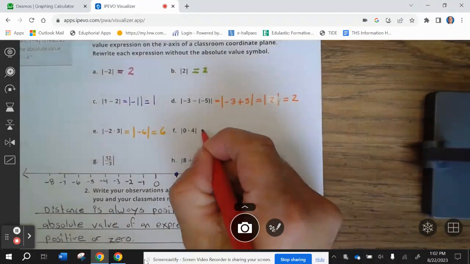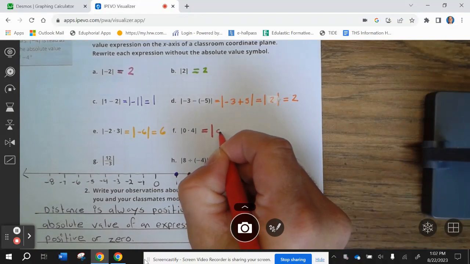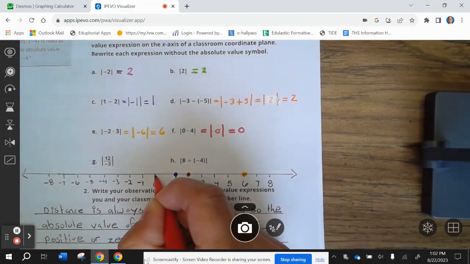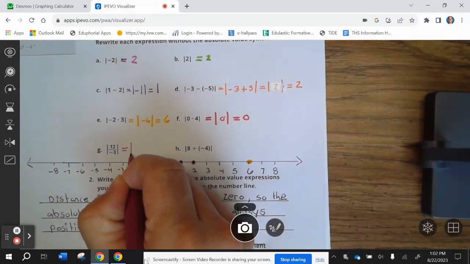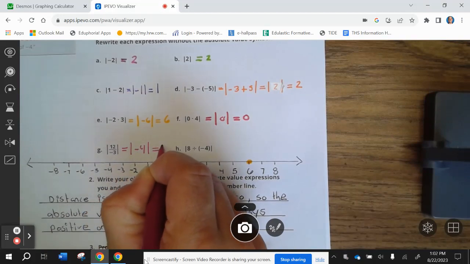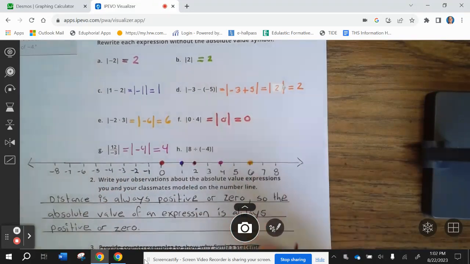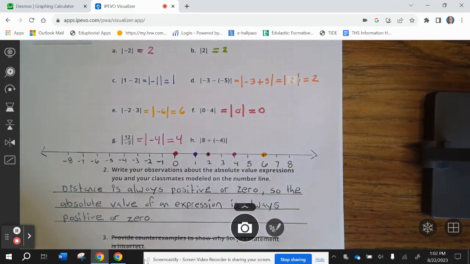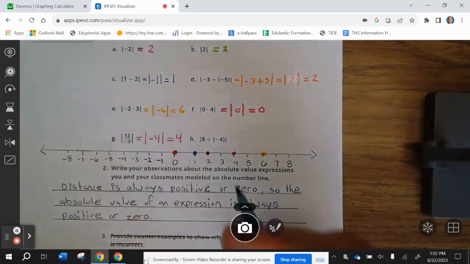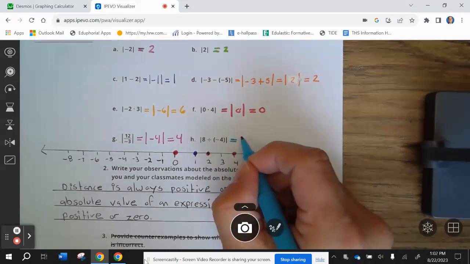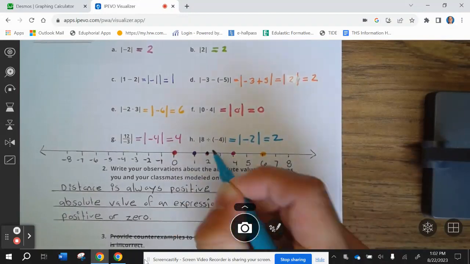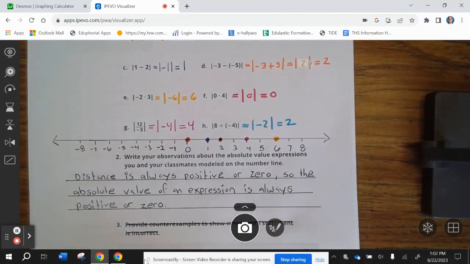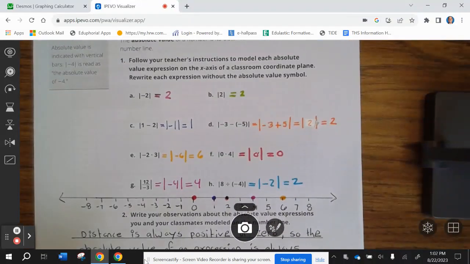Okay. This is the absolute value of 0 times 4, which is 0. The absolute value of 0 is 0. Okay, this is the absolute value of 12 divided by negative 3, which is the absolute value of negative 4, which equals 4. And then this becomes 8 divided by negative 4, which is negative 2. The absolute value of negative 2 is 2. All right, go ahead and finish those up.